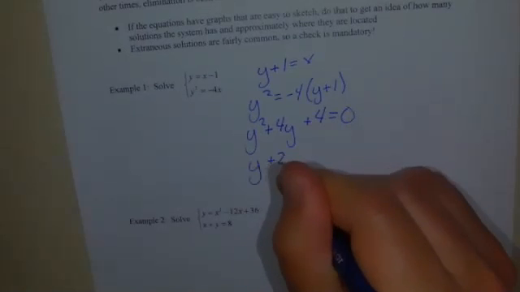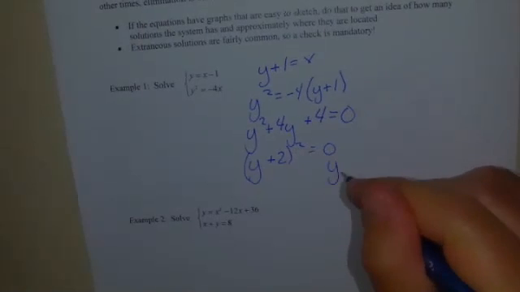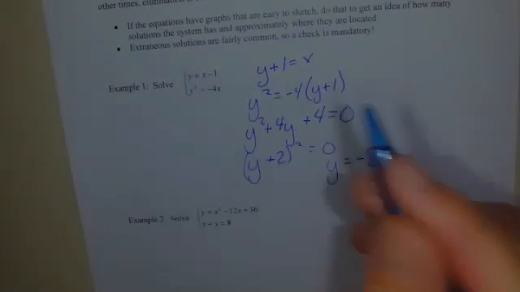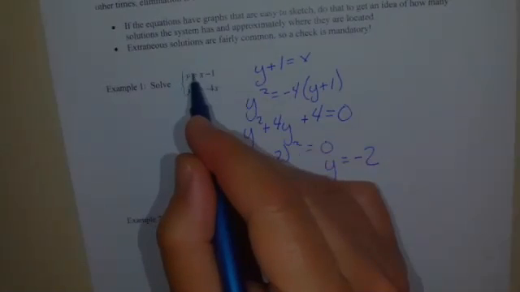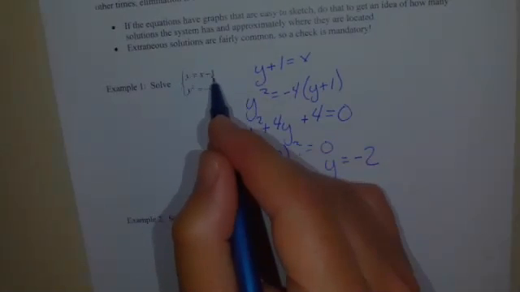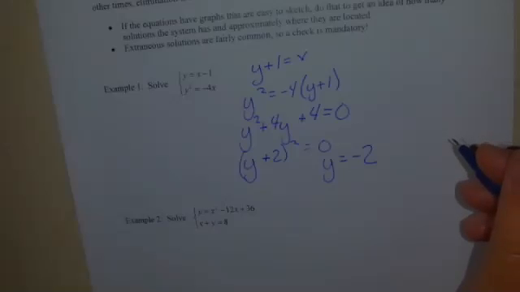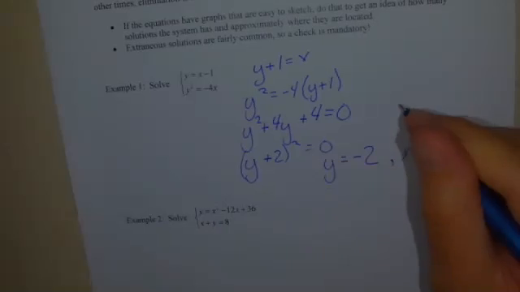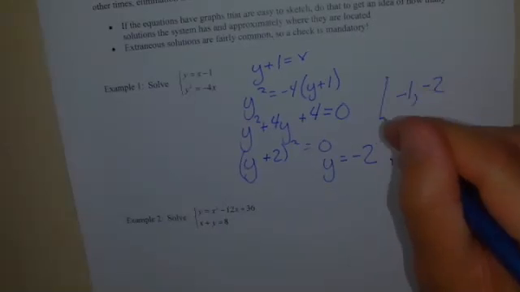I think that this is y plus 2 quantity squared equals 0. So apparently y equals negative 2. Now that I know what y equals, I can plug back in and figure out what x equals. If I have negative 2 equals x minus 1, I'd add 1 to both sides and get negative 1. X equals negative 1. Looks like a good answer. I'm going to write it as an ordered pair, negative 1 comma negative 2.